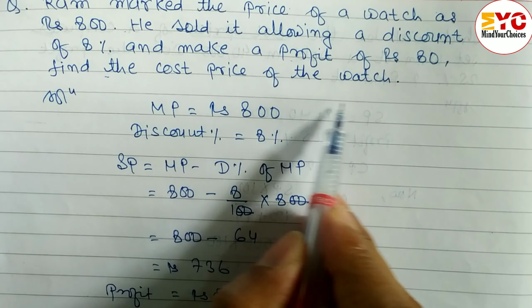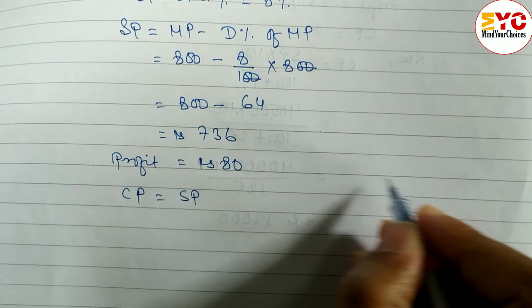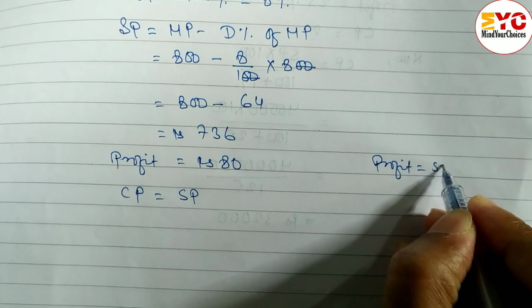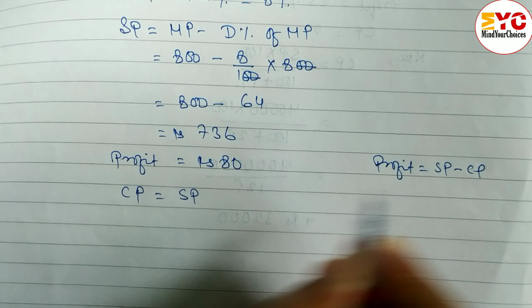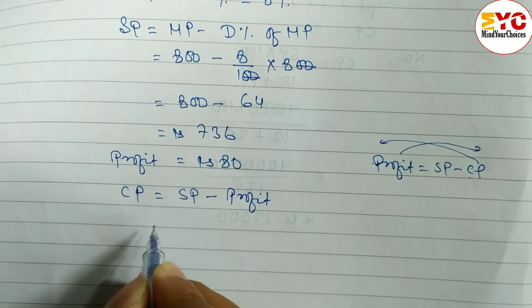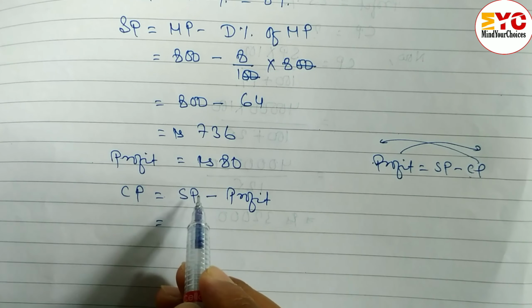And the CP formula is SP... If you don't know the formula, you can write here, I will show you a simple way. Profit is equal to SP minus CP. What we have to find out? CP we have to find out. CP we have to take here, profit we have to take here. So when you take profit to the other side, we have to write minus profit. So CP is equal to SP, which is 736, minus profit, which is 80, and we have to subtract this to get the cost price.